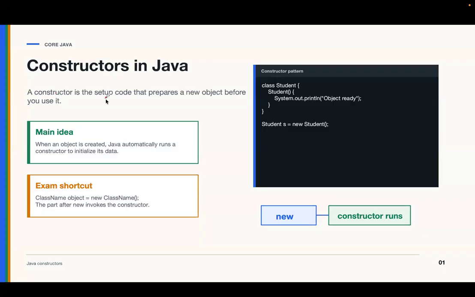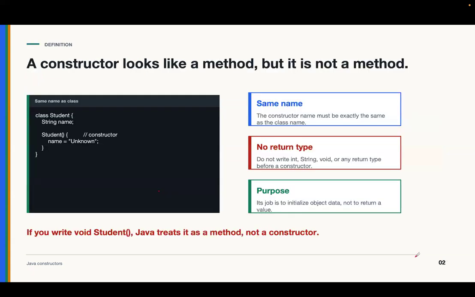A constructor is the setup code that prepares a new object before you use it. Main idea: when an object is created, Java automatically runs a constructor to initialize its data. As I told you, you don't need to explicitly write anything to call that. Once it sees the keyword new, it will call the constructor and execute whatever set of code is inside this constructor. In class name object equal to new, this part after new invokes the constructor. You got it, right?